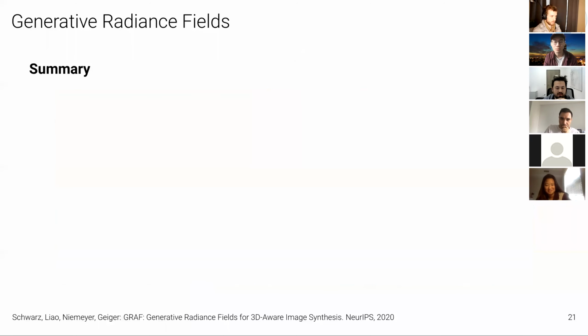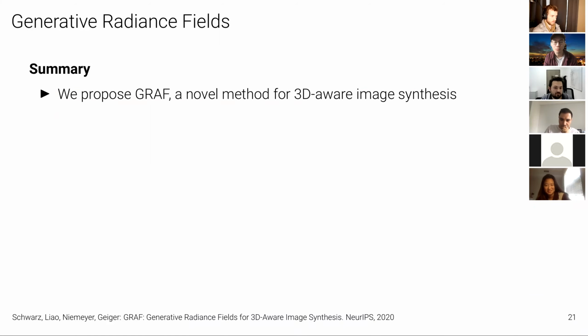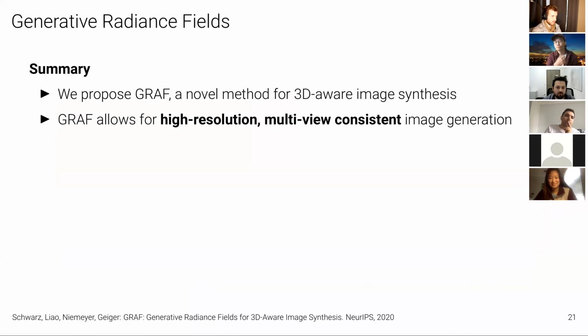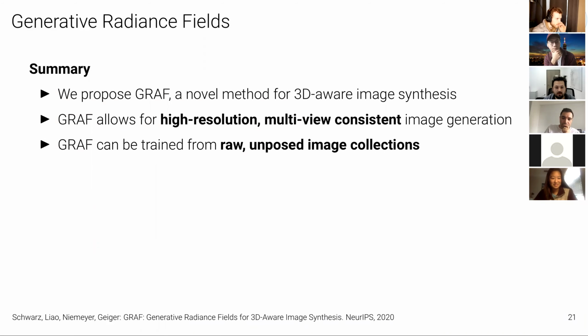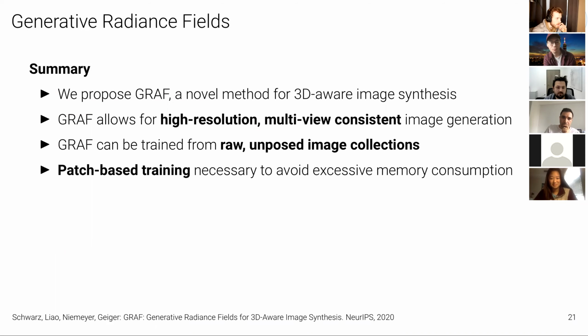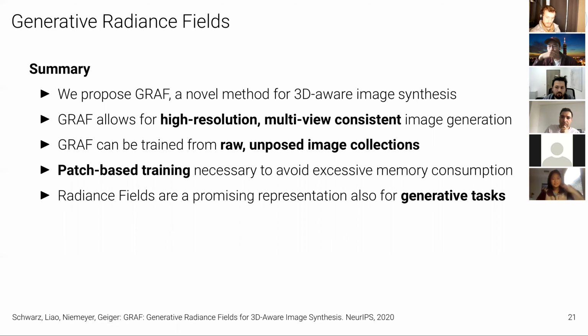Okay, but so in summary, we propose GIRAFFE, a novel method for 3D aware image synthesis, and it allows for high resolution, multi-view consistent image generation. It can be trained from raw unposed image collections. A key thing that we saw here is that we can do this patch-based training. Our key idea is to use this patch-based training to avoid excessive memory consumption. And from a broader perspective, I think we can say that radiance fields are also a promising representation for generative tasks.